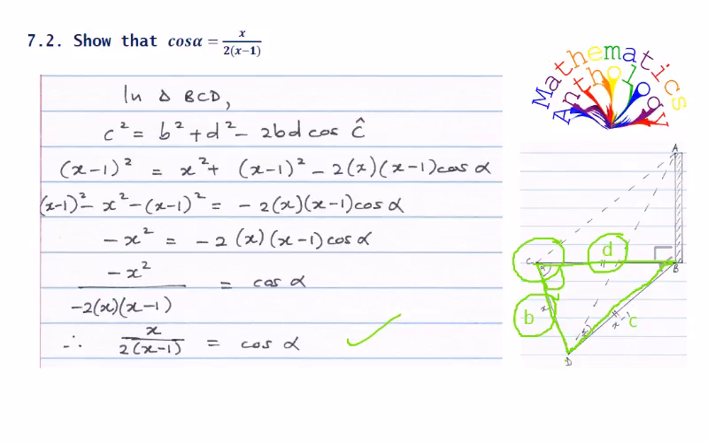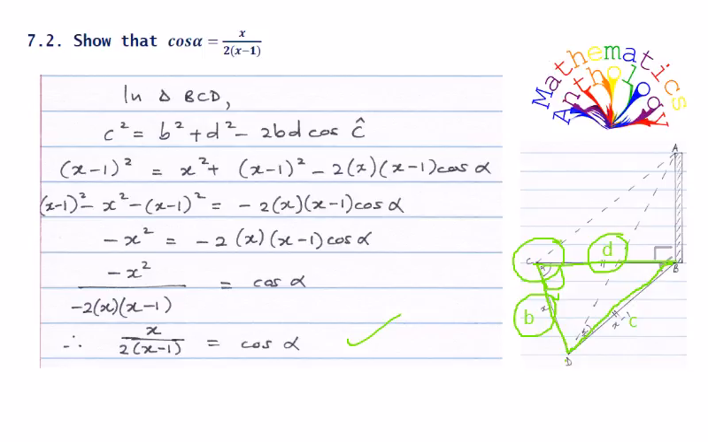Right, so if we're using angle C, we need to start with small c. So small c squared is equal to b squared plus d squared minus 2bd cos of angle C. That's your cosine rule from your data sheet. Okay, substitute everything that you know. So small c is the x minus 1 as given there on the diagram.